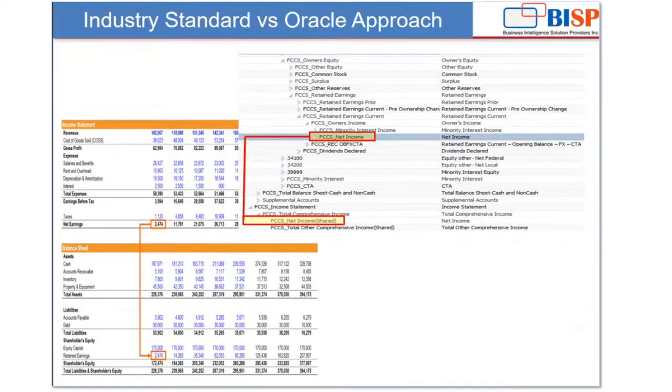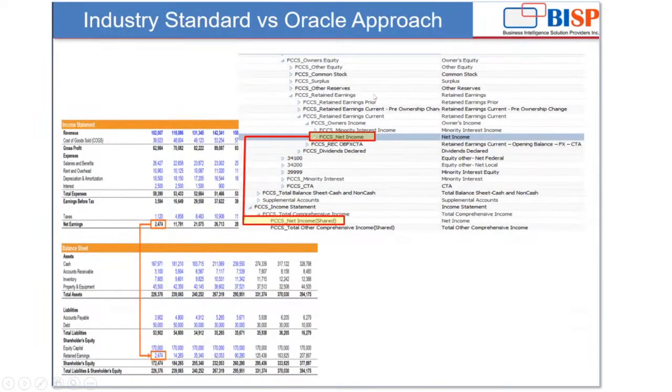So how is owner's income formed? Owner's income is formed by adding minority income and net income. How does the system calculate net income? It derives the figure straight from the income statement. If we go down, it comes from the FCCS net income. Okay, so let's move forward.